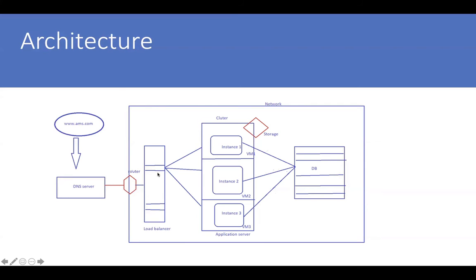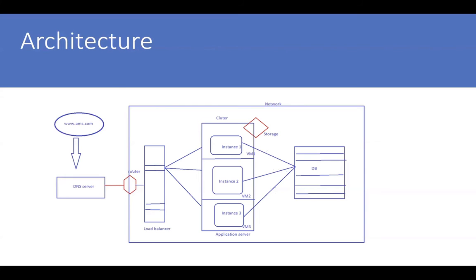The moment the request comes to the load balancer, it will forward it to any one of these instances. Suppose your application needs to talk to the database, then again it will make a communication to the database, and it will get the details about it.